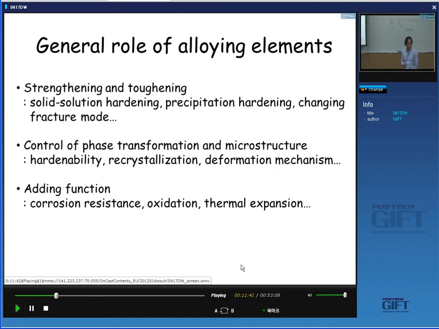You have to remember that even a single alloying element like manganese can have many other purposes. For example, manganese can be added as an alloying element to increase the strength by solid solution. But it can also be added to the steel to increase the hardenability. So you have to remember, even a single alloying element has many purposes.